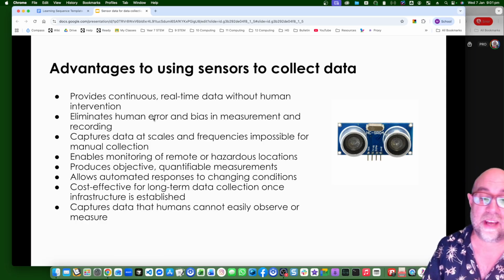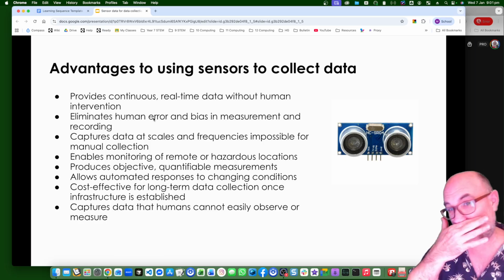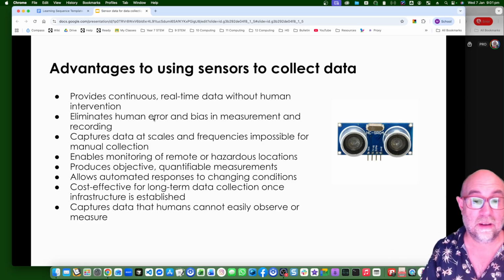And it captures data that humans can't easily observe or measure. So you or I might not be able to accurately comment on the humidity or the infrared and so forth, but a sensor can do that very accurately.